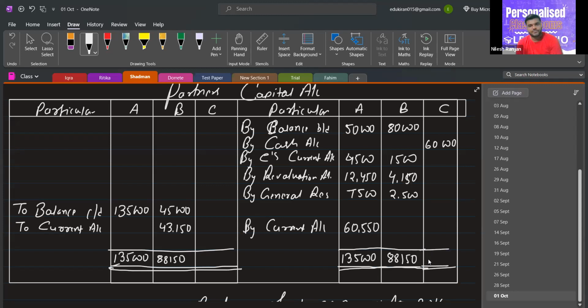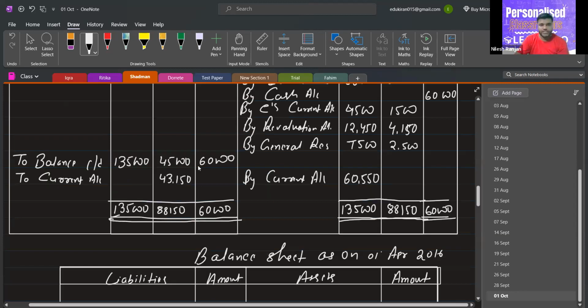No, sir, I didn't understand. The current account, why is it going only for B? Why not A? For B, it is on the credit side. For A, it is on the debit side, because the total of the debit side in the A column is more than the credit side. So the balance is calculated on the credit side in A. Okay, sir. And for C, it is 60,000. Is this clear? Yes, sir, it's clear.